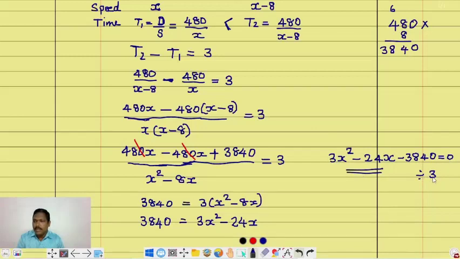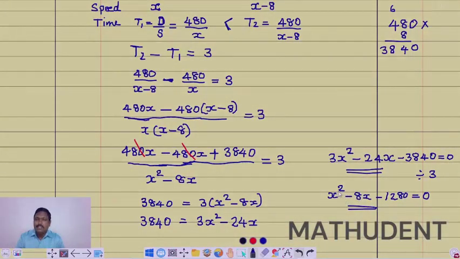If you want, you can divide it by 3, then you will get how much? 3x square will change into x squared, 24x will change into 8x, 3840 will change into 1280, equal to 0. So this will be the last form of this question: x square minus 8x minus 1280 equal to 0. Or if you write this one also, anyway you will get marks.